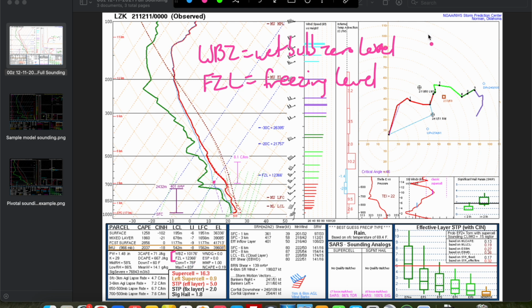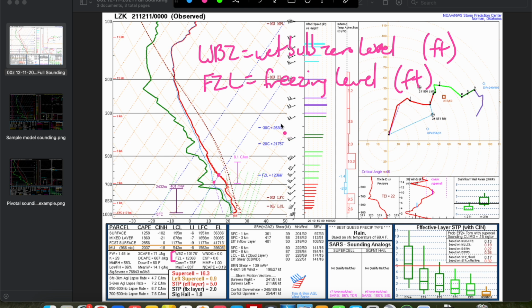It's measured in feet. And the freezing level is where the 0 degree Celsius isotherm intersects the actual environmental temperature profile. So we follow that 0 degree Celsius isotherm up to where it intersects the environmental temperature profile, and that is your freezing level. Also in feet. In this case, it is about 12,366 feet above ground level.